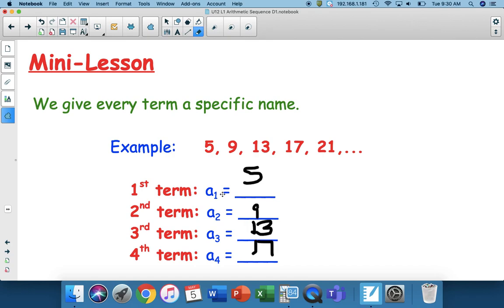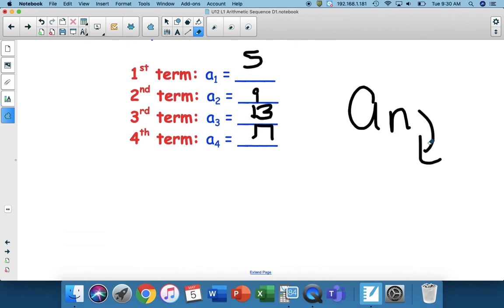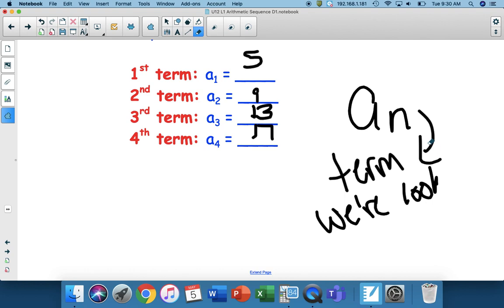So that's just so you see, whenever you see A1, A2, A3, A4, that represents the number in the sequence. Excuse me, 1 second. Whenever you see A1, A2, that's the number in the sequence. If you ever see AN, like that, AN is going to be what we're looking for. That's the term we're looking for. We can write that down now just in case you want it. AN is the term that we're looking for.